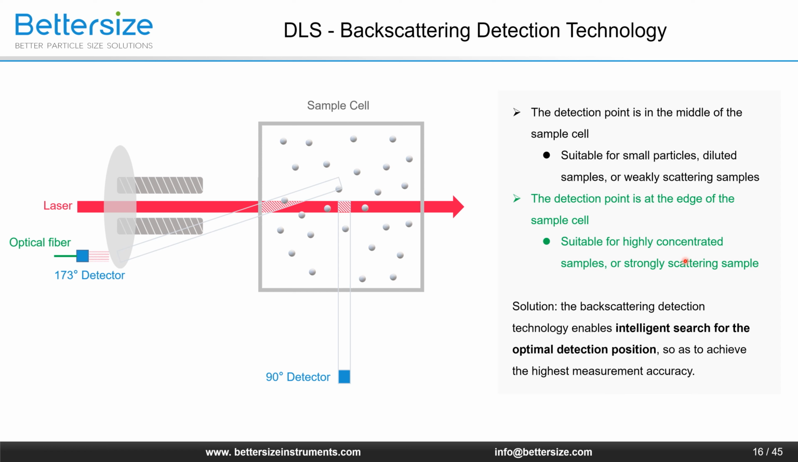However, due to its optical design, the scattering volume is so small that it impairs the sensitivity of the instrument, and therefore the instrument is not competent to measure small particles with weak scattering or very dilute samples under this condition. The BeNano comes up with a solution. The optimal detection position and laser intensity are determined intelligently for each specific sample according to its concentration, size, and scattering ability. By doing so, the BeNano achieves the highest measurement accuracy.